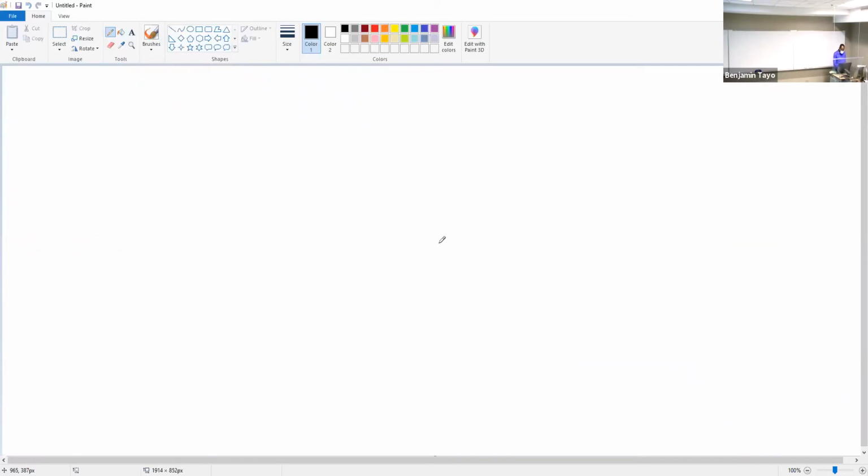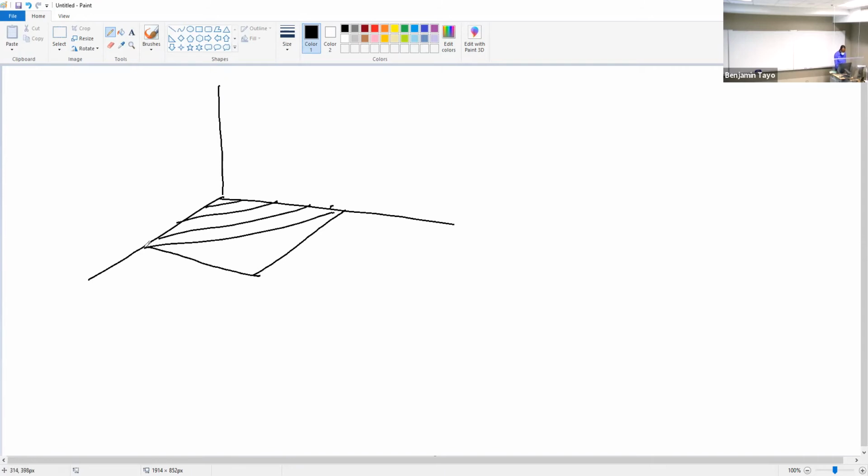Now let's look at this example here where I have an area. So this is my area. Call this X, call this Y, call this Z. And let's call the distance from here to here A, and let's call the distance from here to here B.